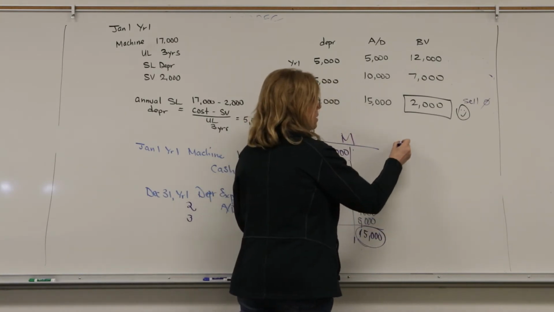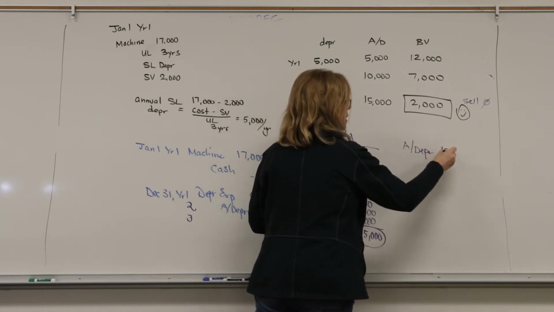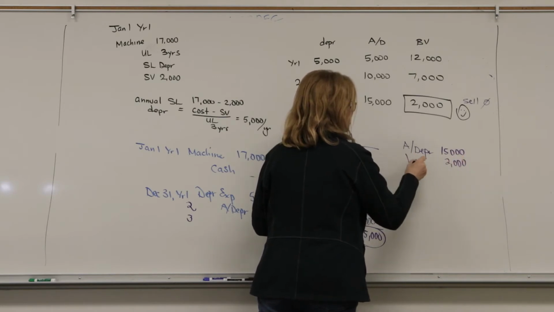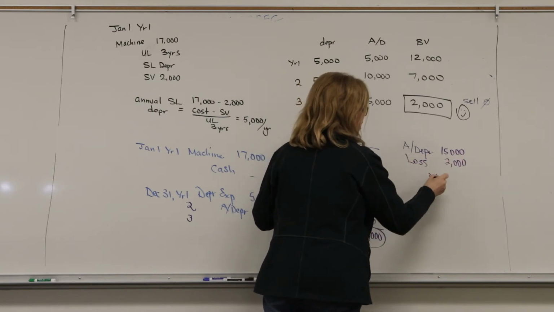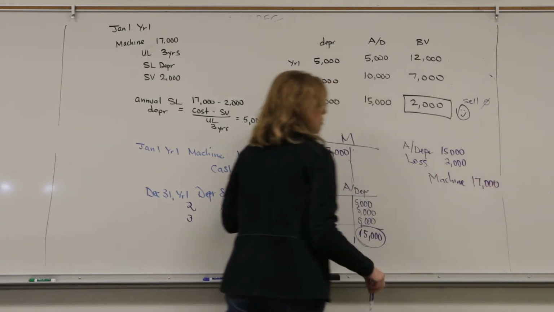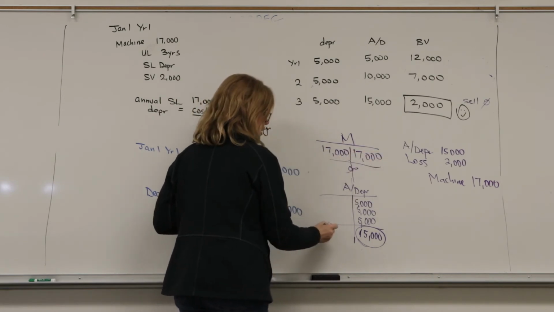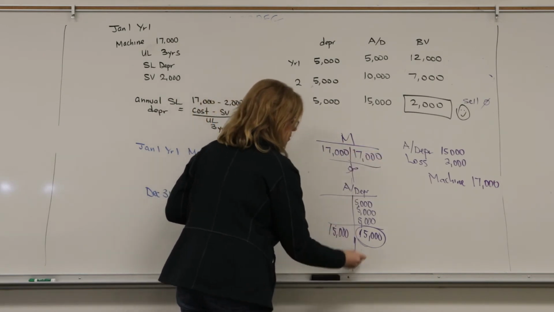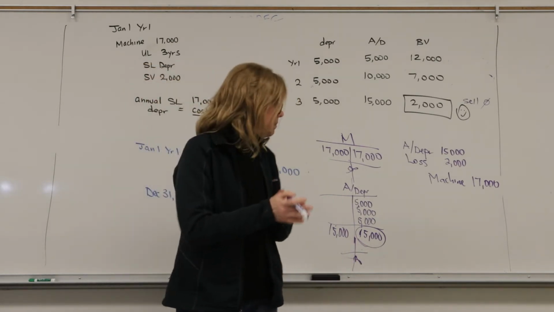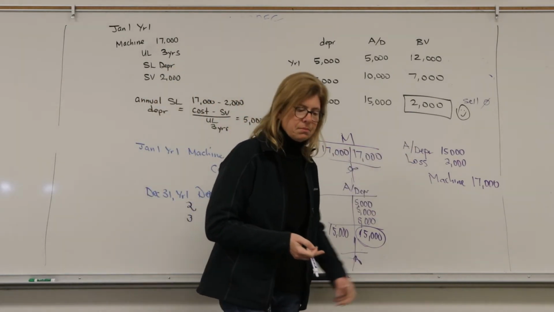But I do know that I need to take accumulated depreciation off the books. So I want to debit it $15,000. You told me we had a loss of $2,000, and losses are debits. And then I want to credit machinery $17,000. And when I do that and post it here, both of these accounts go to 0. My dollars of debit, $17,000, equal my dollars of credits. Life is good.